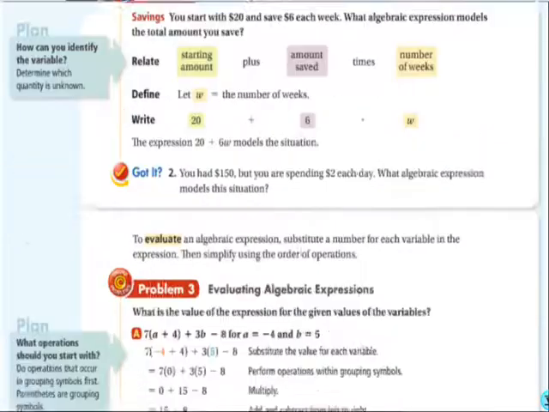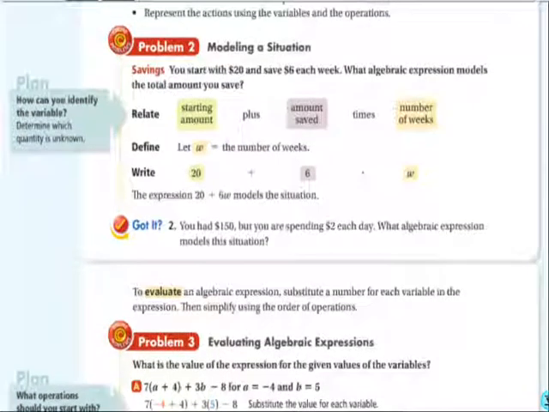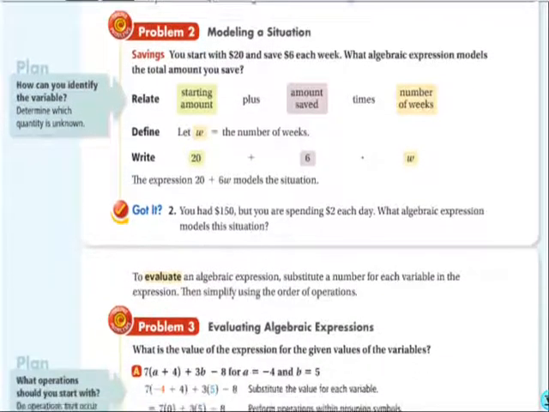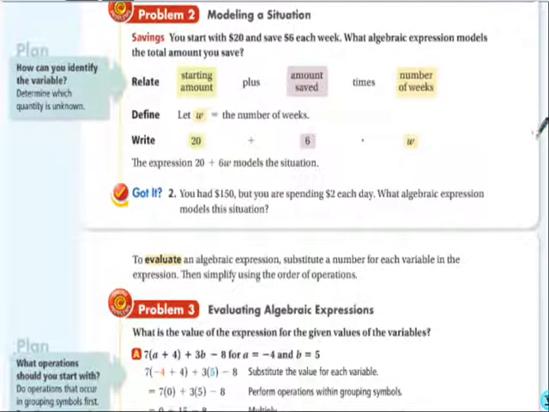Okay, modeling a situation with variables in the operations. This again, all Algebra 1 stuff, and even some of that before. So you had $150, but you're spending $2 a day. Which algebraic expression models this? So you have to make one up. So 150 is how much you started with, and then you're subtracting $2, and I'll say D for day.